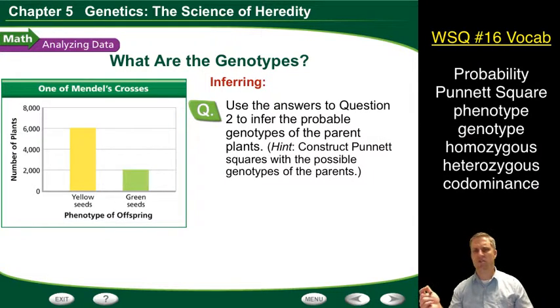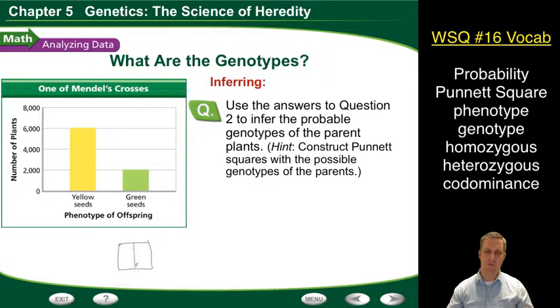Now, use the answers to question 2 to infer the probable genotypes of the parent plants. So what we're going to do is take a look at a possible Punnett square. If we draw a Punnett square down here in our notes, remember, we draw a square, divide our lines. What are the possible genotypes of the parent plants?